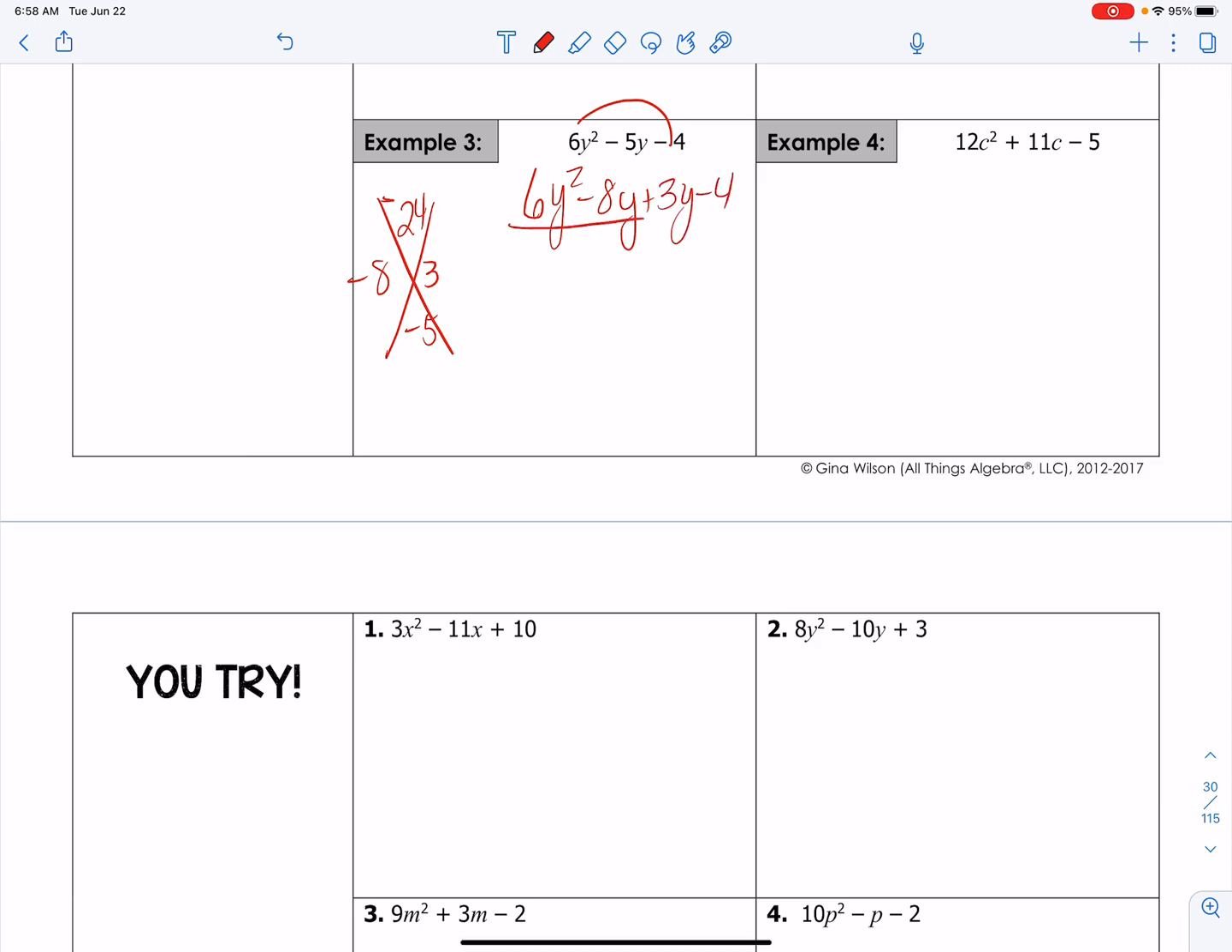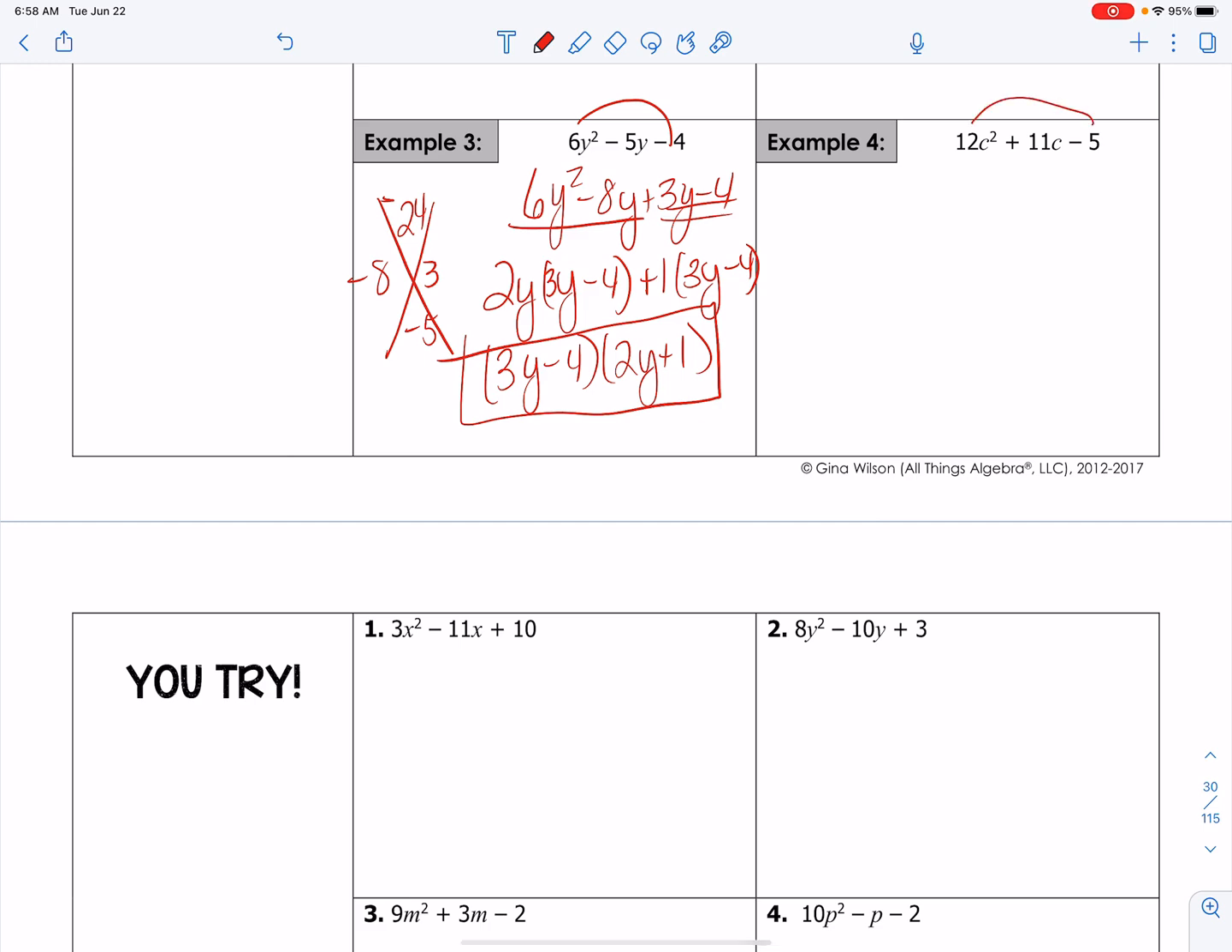What can I take out of the first two? Is it 2y? That leaves me with a y minus 4. That's a 3y, sorry. What can I take out of the back two? Nothing. So if you can't take anything out, you have to take out a 1. So that leaves me with a 3y minus 4 and a 2y plus 1.